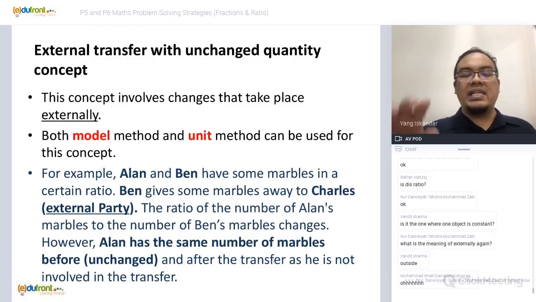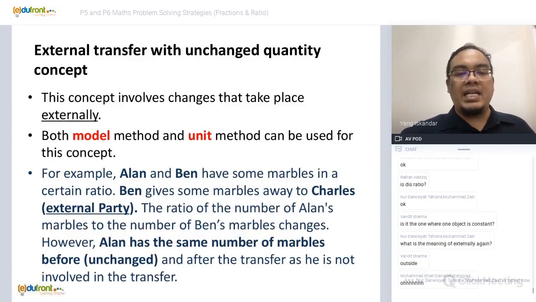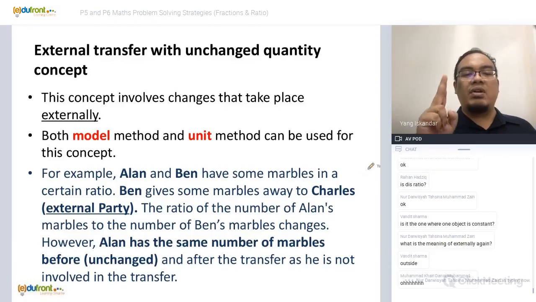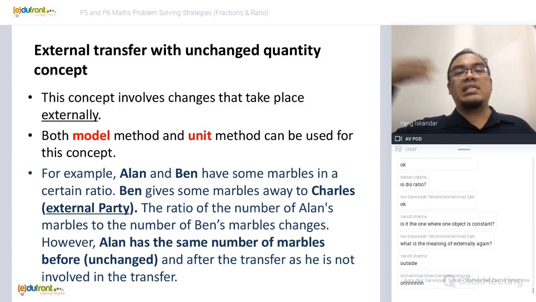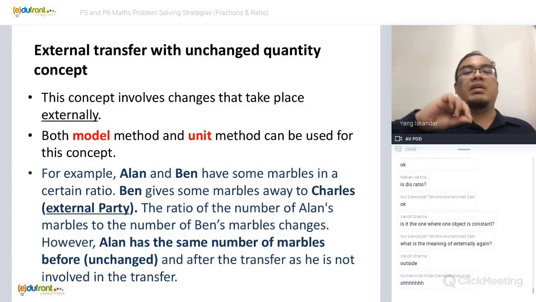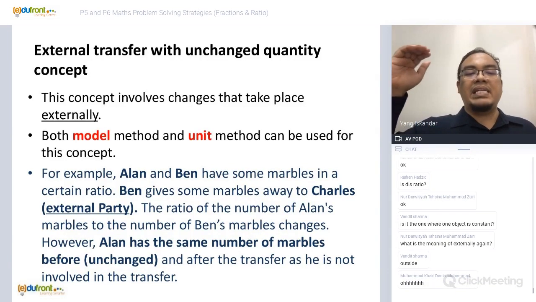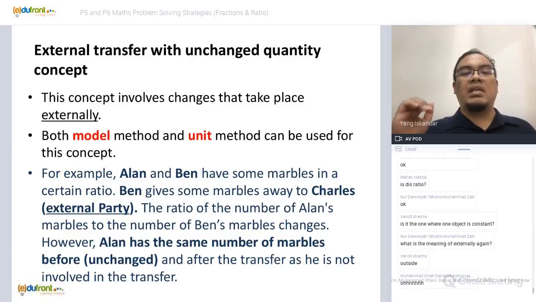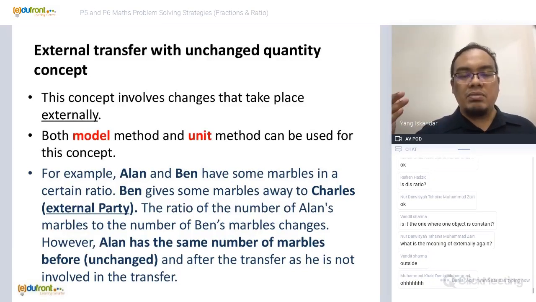Okay, what is the meaning? Externally means you give to somebody outside the ratio. In this instance, you are only comparing Alan and Ben, but Charles is outside the ratio, so Ben gives out. So that means there is a decrease in the number of marbles for Ben. Okay, because I'm going to share with you another strategy later on where you give to each other, or what we call internal transfer. So that's a totally different strategy.